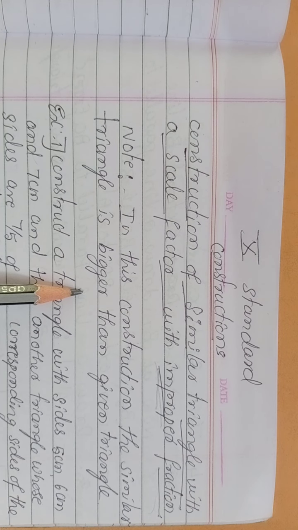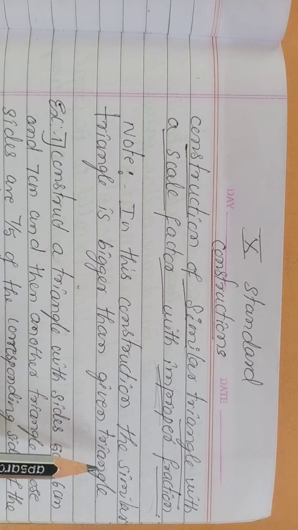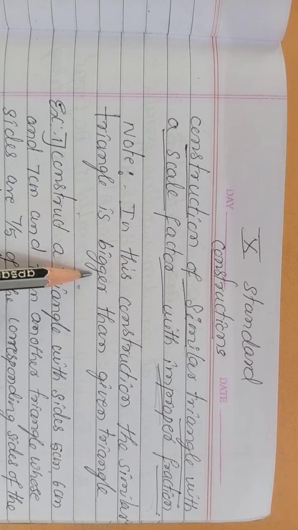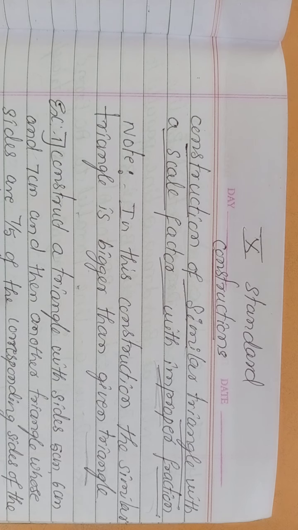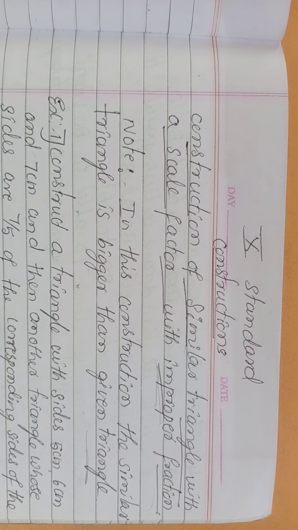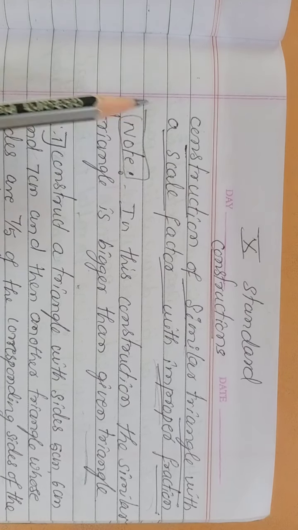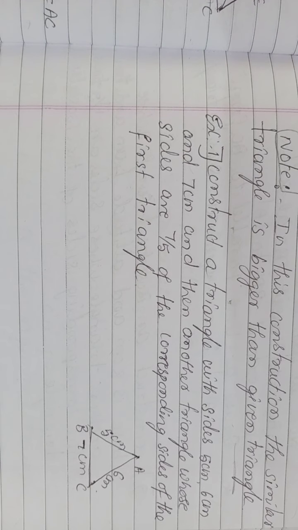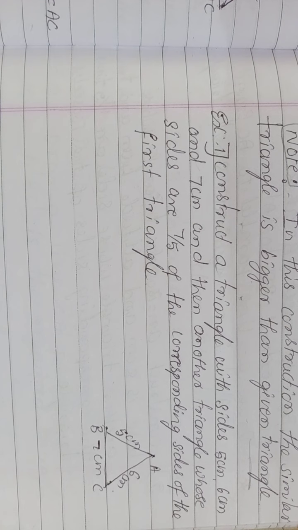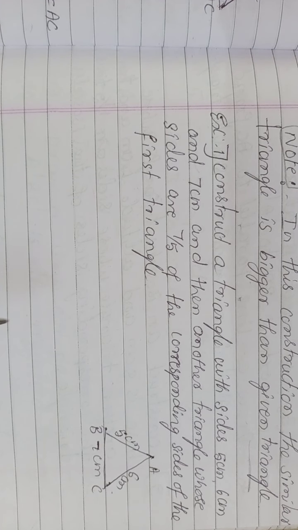One main thing you have to keep in mind is that the similar triangle we are constructing will be bigger than the triangle that is given with the measurements. This is the main thing you have to keep in mind. Got it? Now let us start. First, we will take an example problem, then we will discuss.